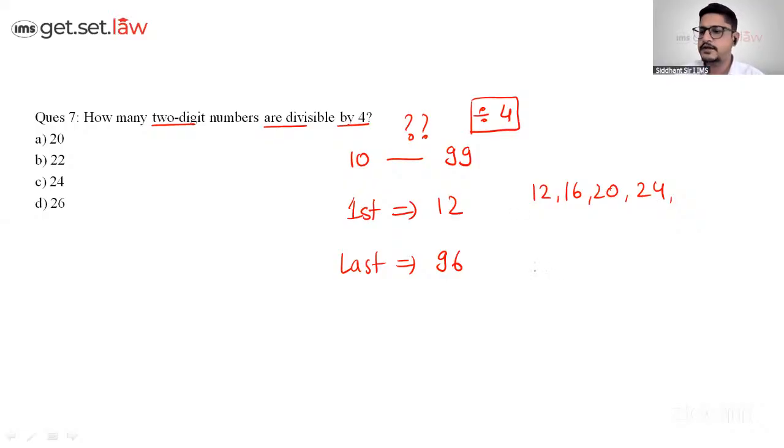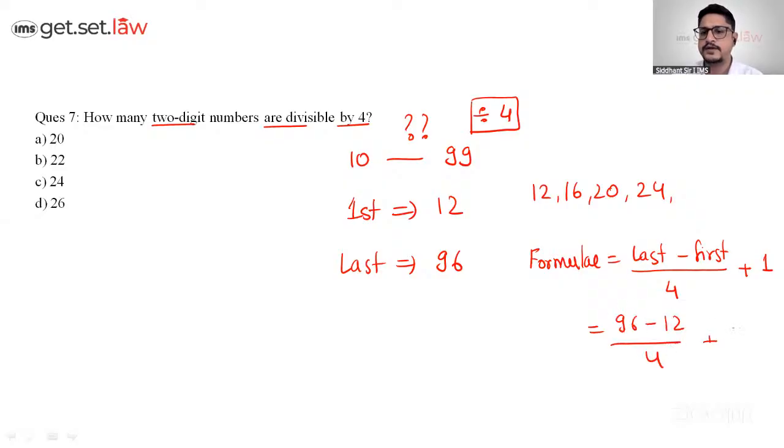So what you're going to do is use the formula: the last number minus the first number, whole divided by the difference, that is 4, plus 1. This is a trick. What's the last number? 96. What's the first number? 12. Divide by 4, plus 1. So 96 minus 12 is 84, divided by 4, plus 1.